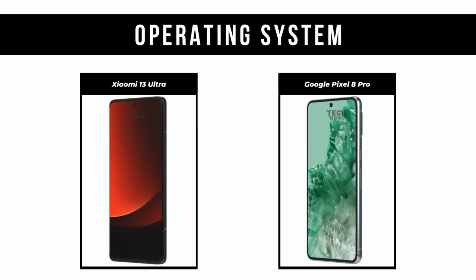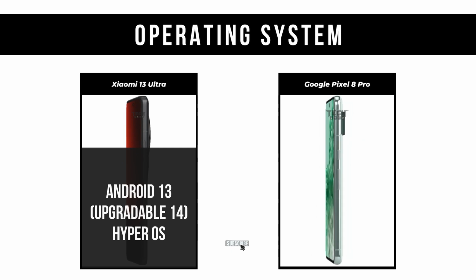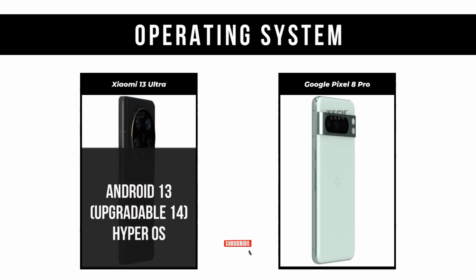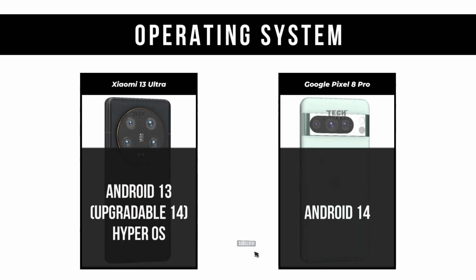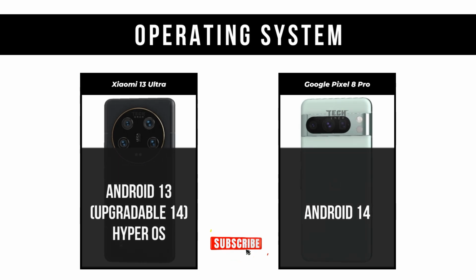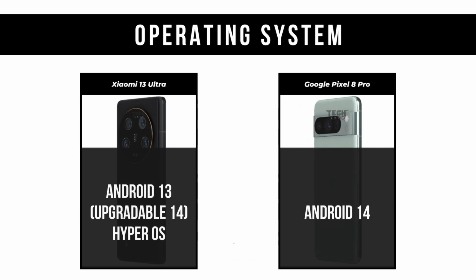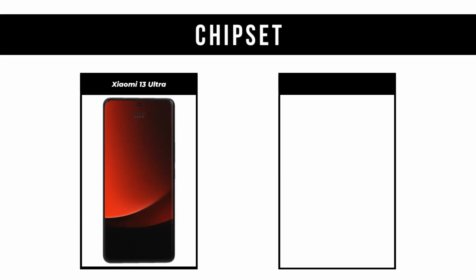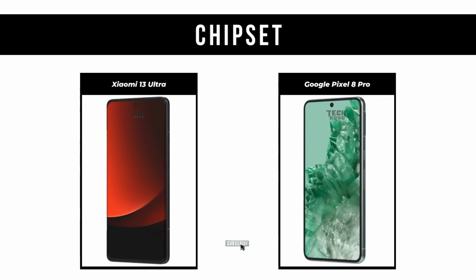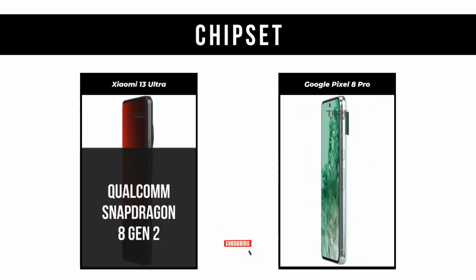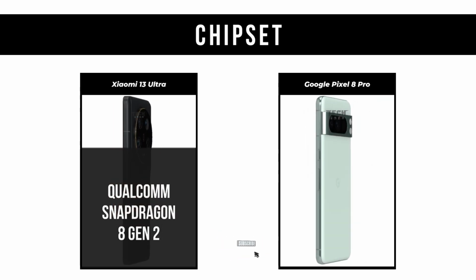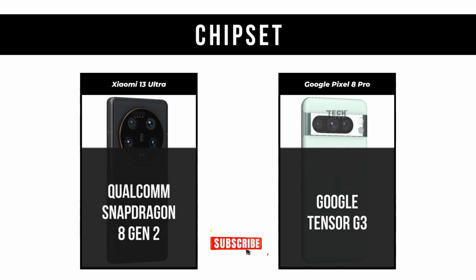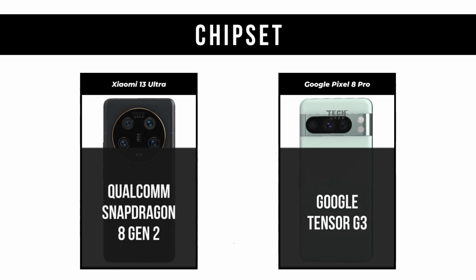Operating system. Xiaomi 13 Ultra is Android 13, upgradable to Android 14, HyperOS. Google Pixel 8 Pro is Android 14. Chipset. Xiaomi 13 Ultra is Qualcomm Snapdragon 8 Gen 2. Google Pixel 8 Pro is Google Tensor G3.